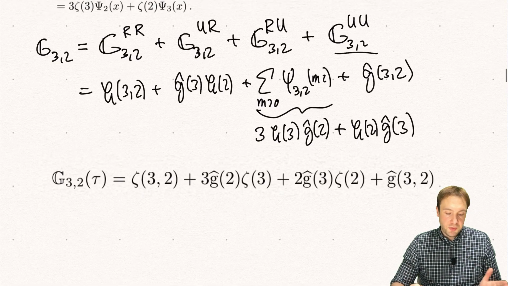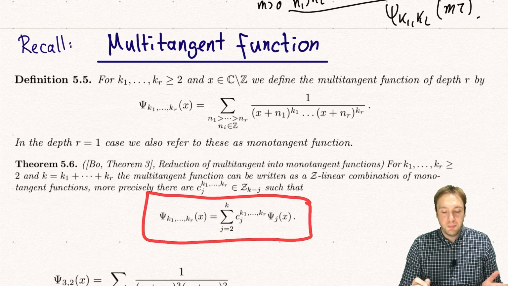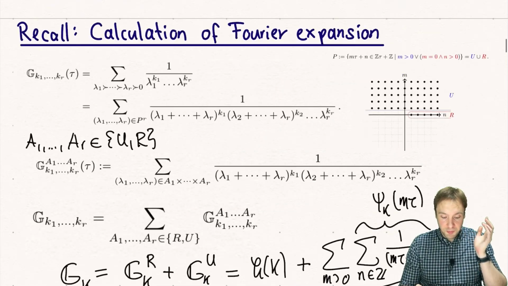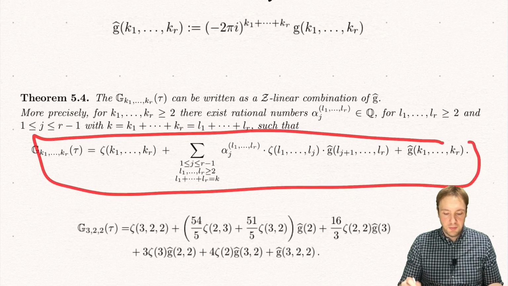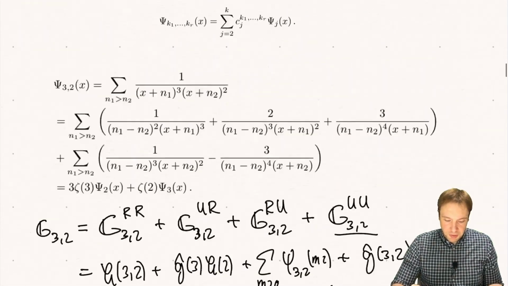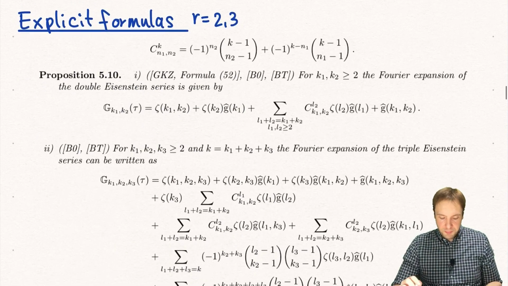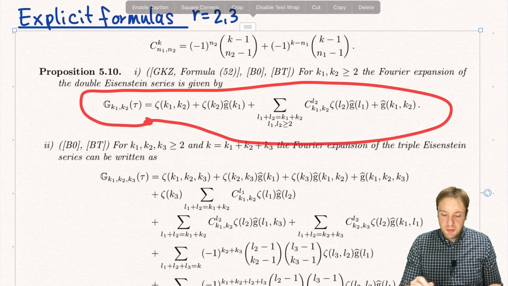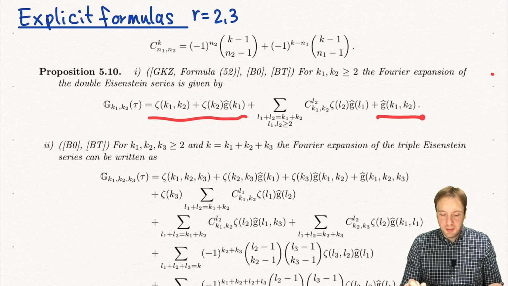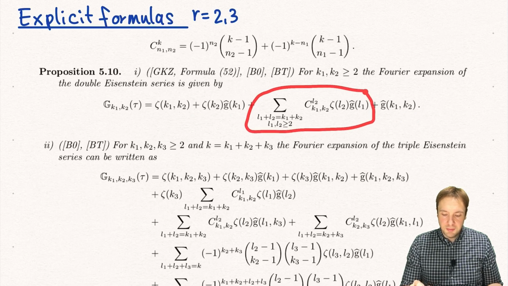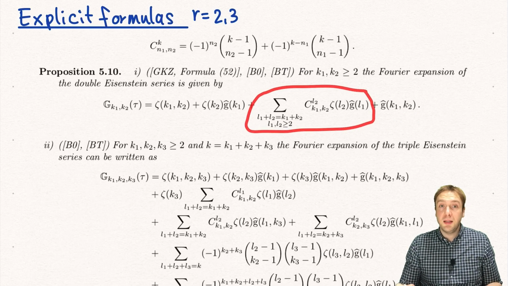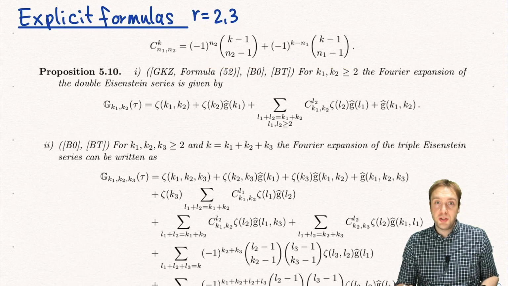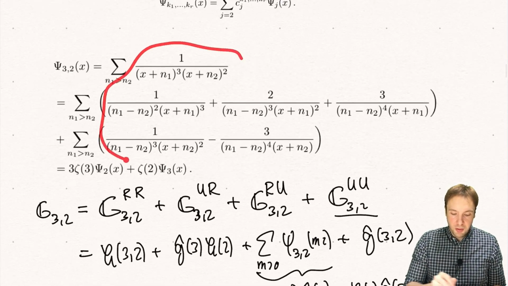And so in general, this calculation here is done by using partial fraction decomposition, and therefore there are explicit formulas for this, and therefore in general, for this theorem here on the Fourier expansion, you can also give explicit formulas in arbitrary depths. But last time we just presented the ones for depth 2 and depth 3. So in depth 2, in general, the Fourier expansion of double Eisenstein series is given by this formula here, where these three parts are again clear, and this part here comes from writing this psi k1 k2 in terms of monotangent functions, and you see that in the formula we have binomial coefficients which just come from the general formula for the partial fraction decomposition, which we used at this place here.